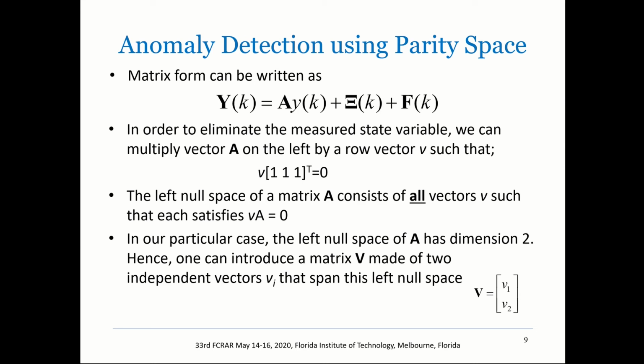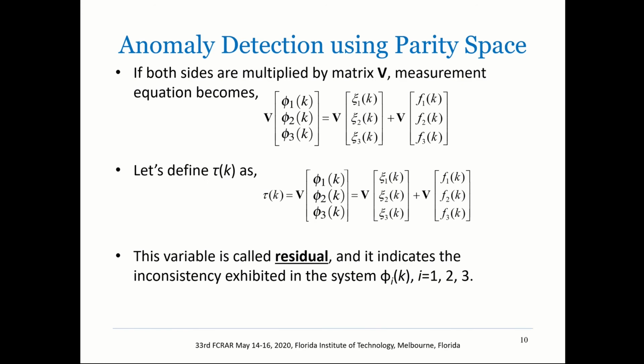The left null space of the matrix A consists of all vectors v such that they satisfy vA equals 0. In our particular case, the left null space of A has 2 dimensions, hence it's V1 and V2 as you can see in the bottom right, and they span the entire left null space. If both sides are multiplied by the matrix V, the equation becomes the following. And then let's define it as tau of k. This variable is what we end up calling and defining as the residual, and it indicates the inconsistency exhibited in the system of Vi.